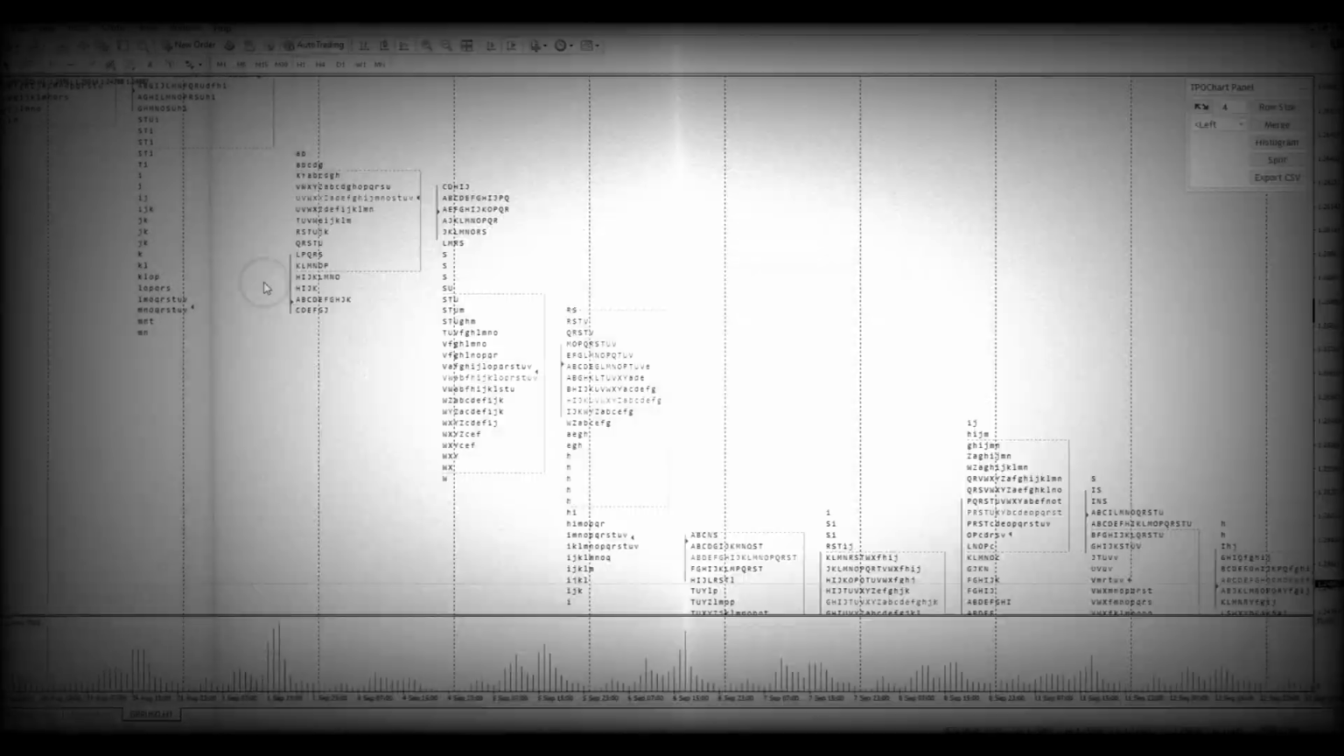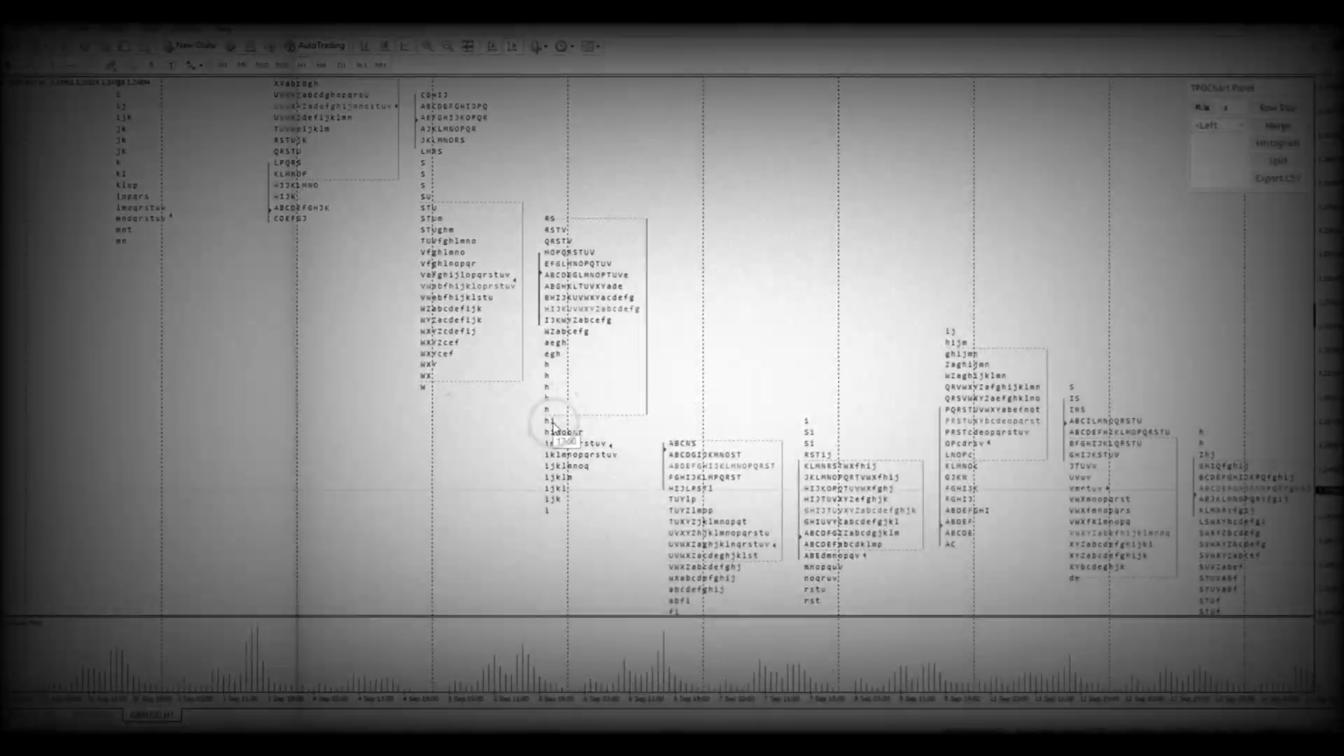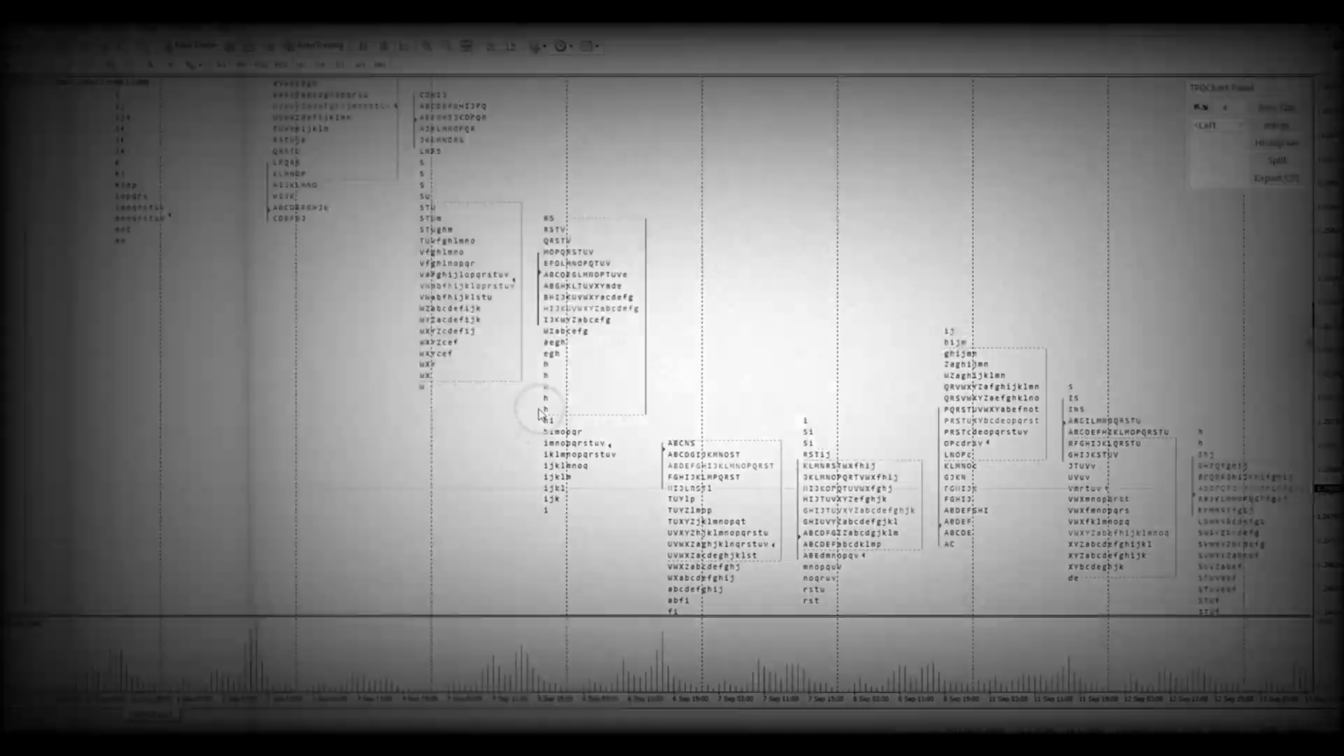So let's move forward. Now, the other aspect of market profile that's important, and for me, it is the single most important aspect. This nugget alone will save you a lot of time.